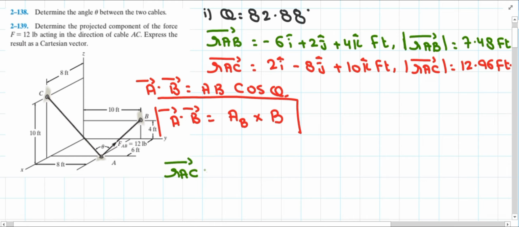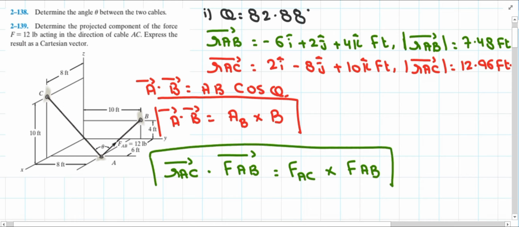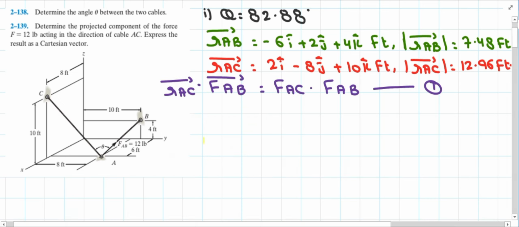RAC, the position vector, dot the vectorial form of FAB, which is equal to F along the direction AC, according to the question requirement, times the magnitude of FAB. This is the general expression which helps us find the magnitude of F along the direction AC. So let's work on it. Now, from equation number 1, we know the position vector of AC, and the FAC we are going to find out, and we know the value of FAB according to the question.